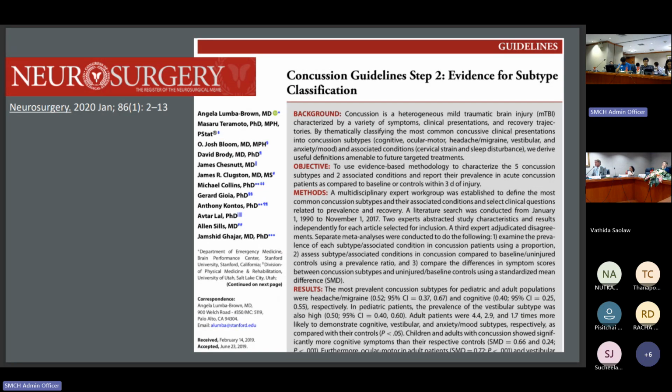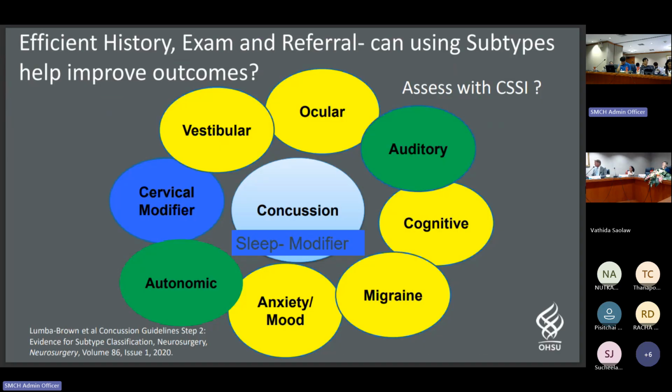So finally, from all this research, we published the concussion guidelines, step 2, evidence for subtype classification. This was a collaboration with Stanford, Harvard, National Children's, University of Pittsburgh, our OHSU program, and some other programs across the country, where we identified subtypes. The ones in yellow are essentially the subtypes that we identified, and these are the clusters of symptoms, which we can develop programs to address.